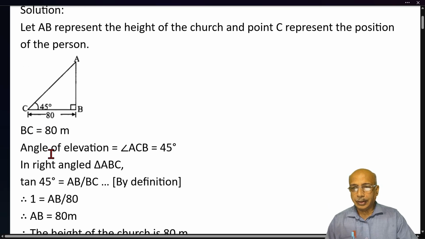Here you have to draw the rough figure. AB is the height of the church. BC is the distance. At C, the angle of elevation is 45 degree. And distance BC, that is the distance of the person from the church, is 80 meters. So here we have to find out the height of the church, how much it will be.